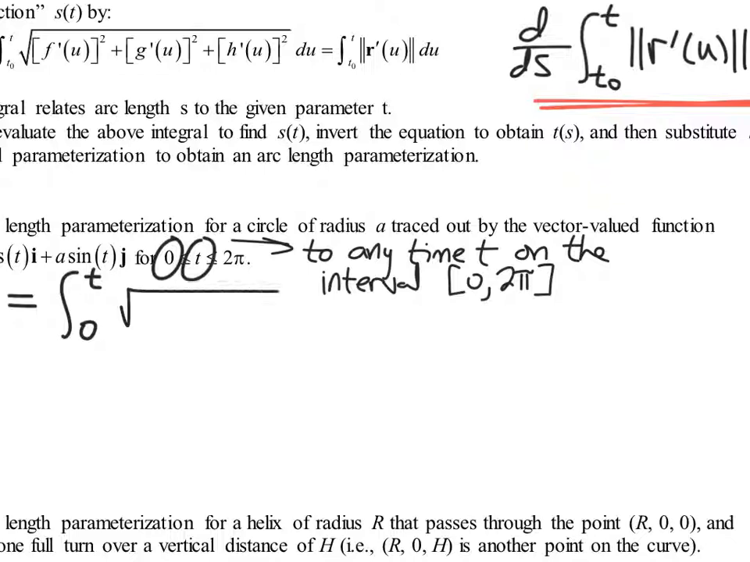So square root of the derivative squared. A cosine t has a derivative of negative a sine t, quantity squared, plus a sine t has a derivative of a cosine t, squared, dt.